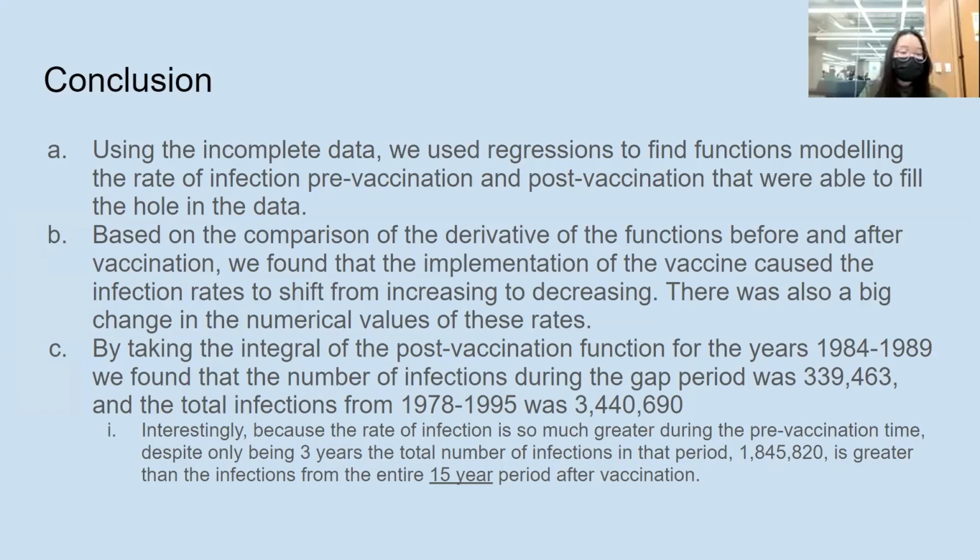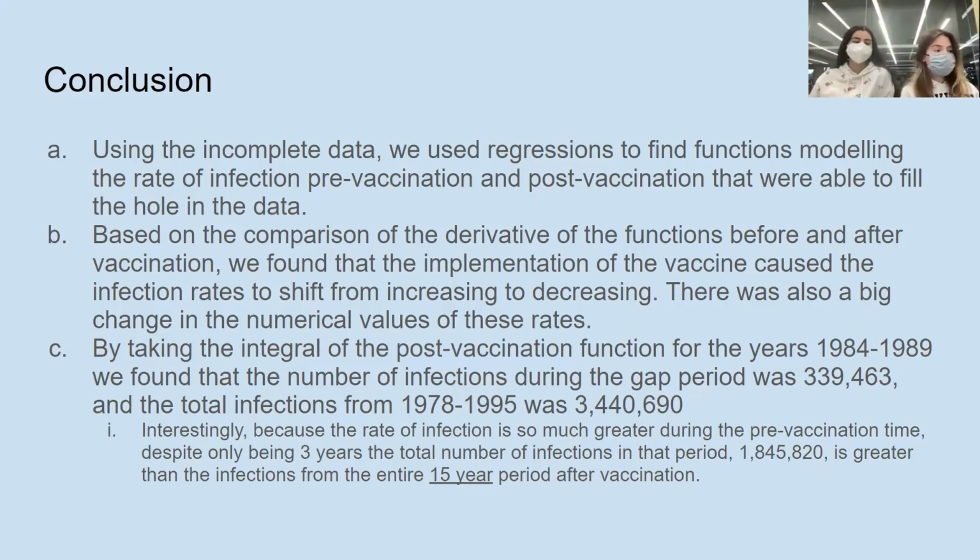And lastly, by taking the integral of the post-vaccination function for the years 1984 to 1989, we found that the number of infections during the gap period was about 340,000, and the total infections from the entire period, 1978 to 1995, was about 3.4 million.